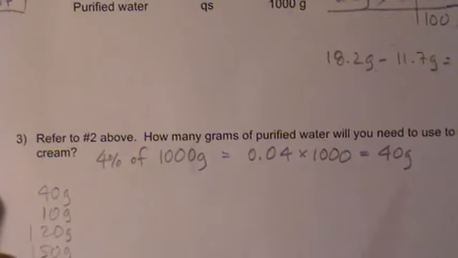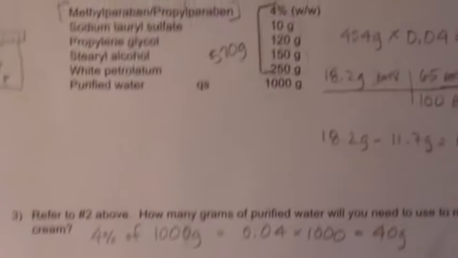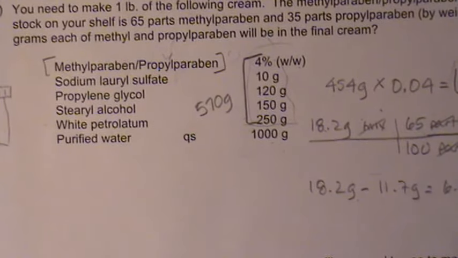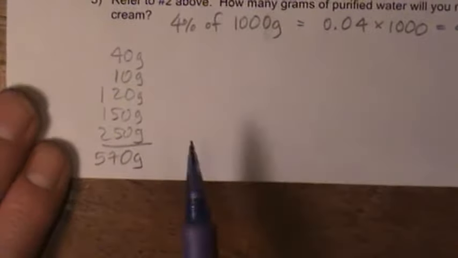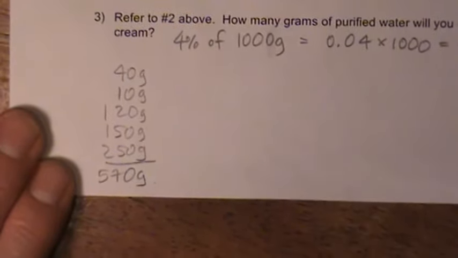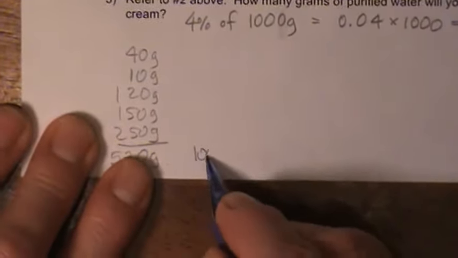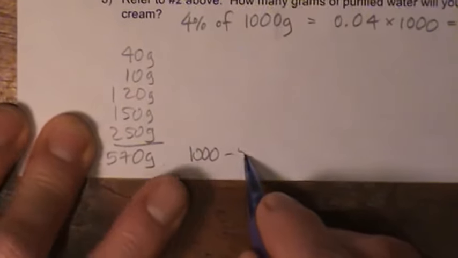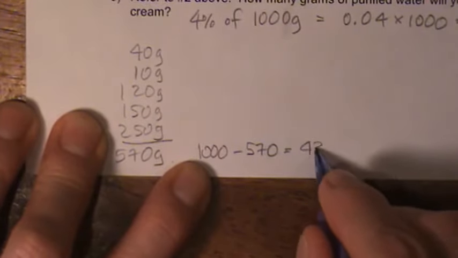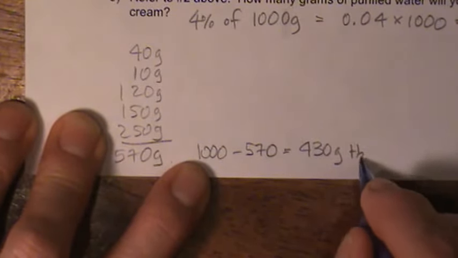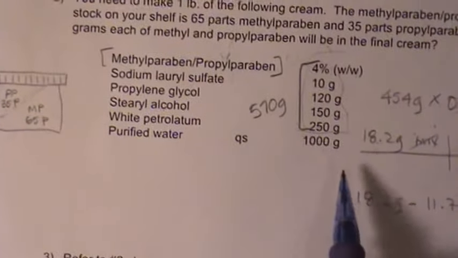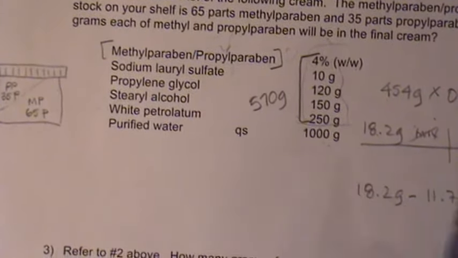What I'm asking in this question, excuse me, is how much purified water will I need? Well, it's measured up here in grams. You're going to QS up to 1,000 grams. So I've already got 570 grams of ingredients, and I need to QS up to a weight of 1,000. So 1,000 minus 570 equals 430 grams of water. All right? That's how much water I'm going to need for the 1,000 grams here.